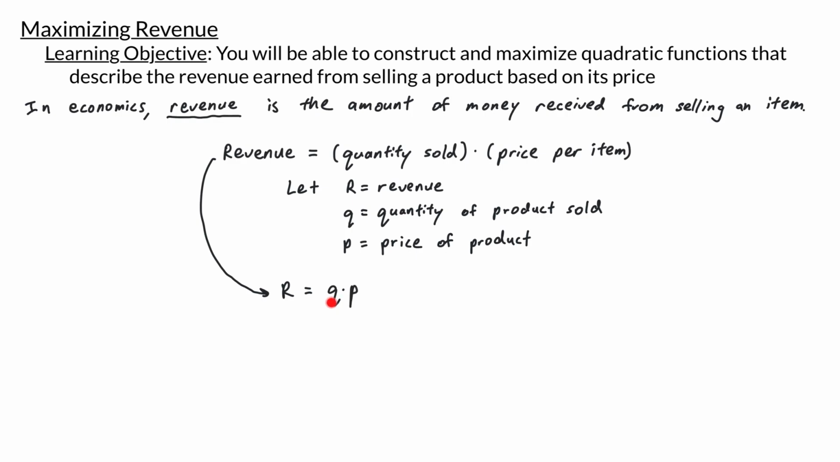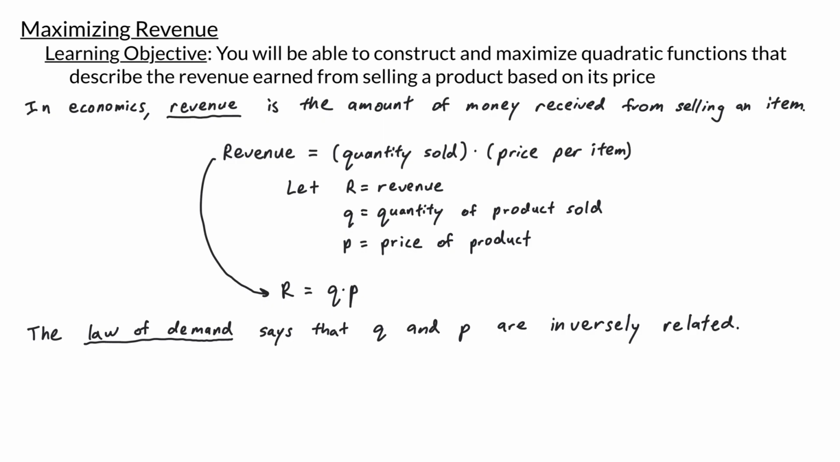Now, our two quantities Q and P are usually related to each other in some way. Specifically, in economics, there's a principle called the law of demand. The law of demand tells us that the two quantities Q and P are inversely related to each other, meaning as one increases, the other decreases. Going back to our example with selling lemonade, if we increase the price per cup of lemonade, fewer people are going to want to buy it, so my quantity sold would go down. On the other hand, if we decrease the price per cup, it becomes more affordable, so more people will want to buy it and our quantity sold goes up.